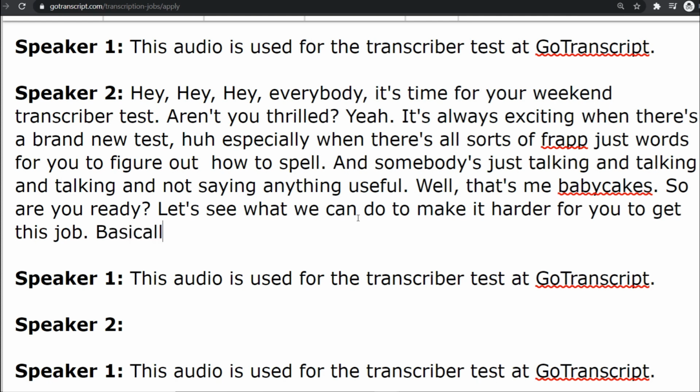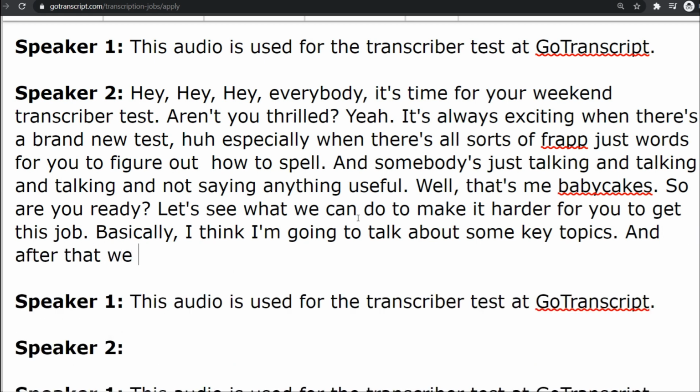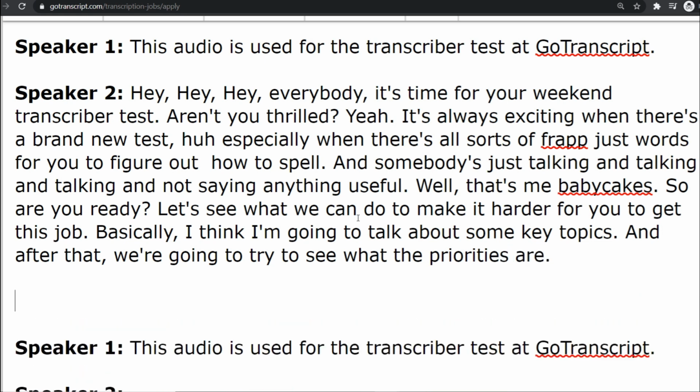Basically, I think I'm going to talk about some key topics. And after that, we're going to try to see what the priorities are. In fact, first of all, I think the very first thing we want to talk about is the possibilities of the MES software.